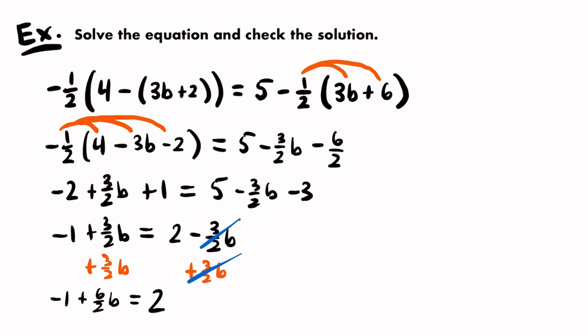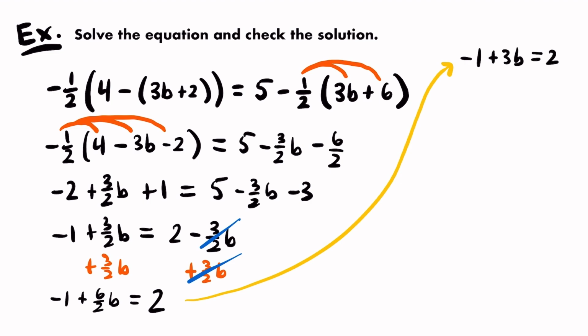And so now, let's do our next steps over here. Notice that 6 divided by 2 is 3. So what we have here is -1 plus 3b equals 2. And so now what we need to do is isolate the variable term, which we can do by getting rid of this -1. So if we add the opposite of that to both sides of the equation, which would be +1, if we add 1 to both sides, -1 and +1 will cancel out, and we'll be left with 3b is equal to 2 plus 1, which is 3.